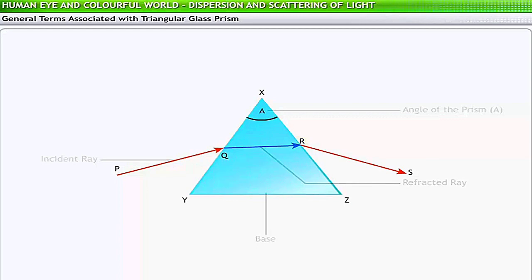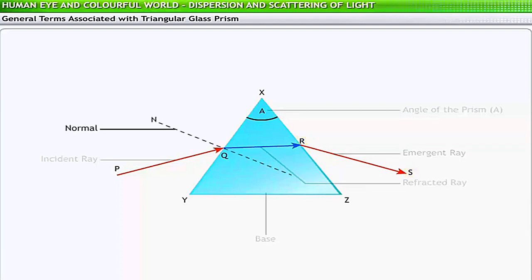The refracted ray again incidents on the other surface of the prism and then emerges from it into the air. This light ray emerging from the prism after refraction is called the emergent ray. Here, RS is the emergent ray.